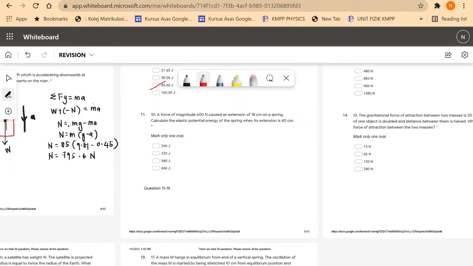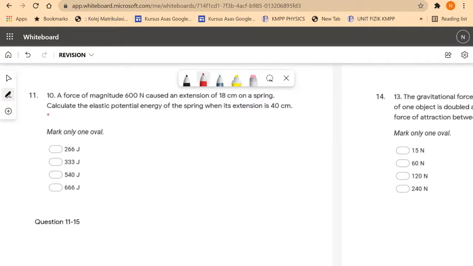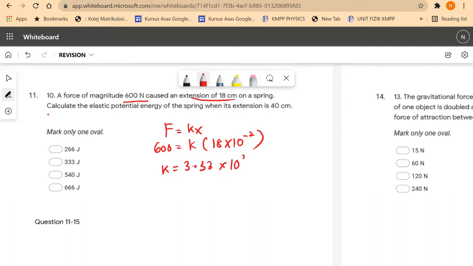And then number 10, a force of magnitude 600 Newton causes an extension of 18 cm. So from this one you can determine K, from F equals Kx. Substitute F 600 Newton and K is unknown, and then x is 18 cm. You must convert to meter. So K equals 3.33 times 10 to the power of 3. This is the spring constant.